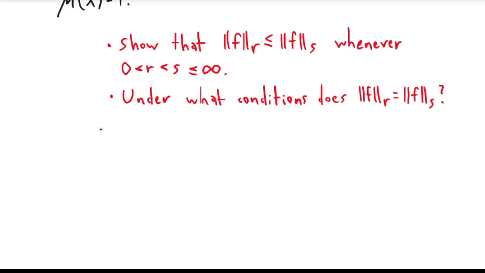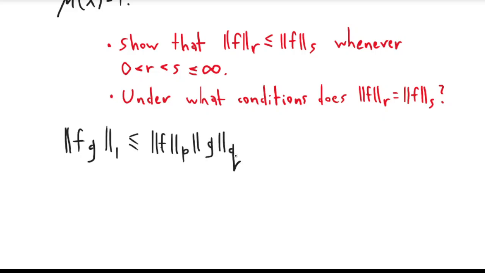But anyway, the way that we're going to prove this is using Holder's inequality. As a quick reminder of what that says, if you have two measurable functions f and g, the one norm of fg is bounded above by the p norm of f times the q norm of g. This is true for any conjugate exponents p and q, real numbers both greater than or equal to 1 such that 1 over p plus 1 over q is equal to 1. So this is Holder's inequality.